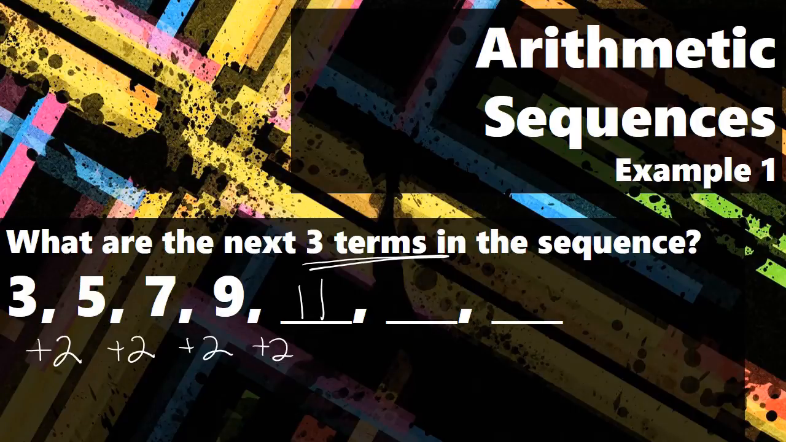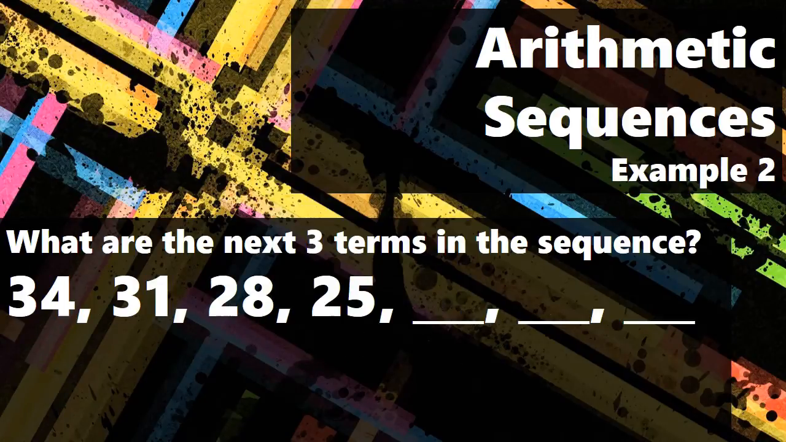So to find the next number, we just add 2. 11 plus 2 gives us 13. And to find the third term in the sequence, we add 2, and it gives us 15.